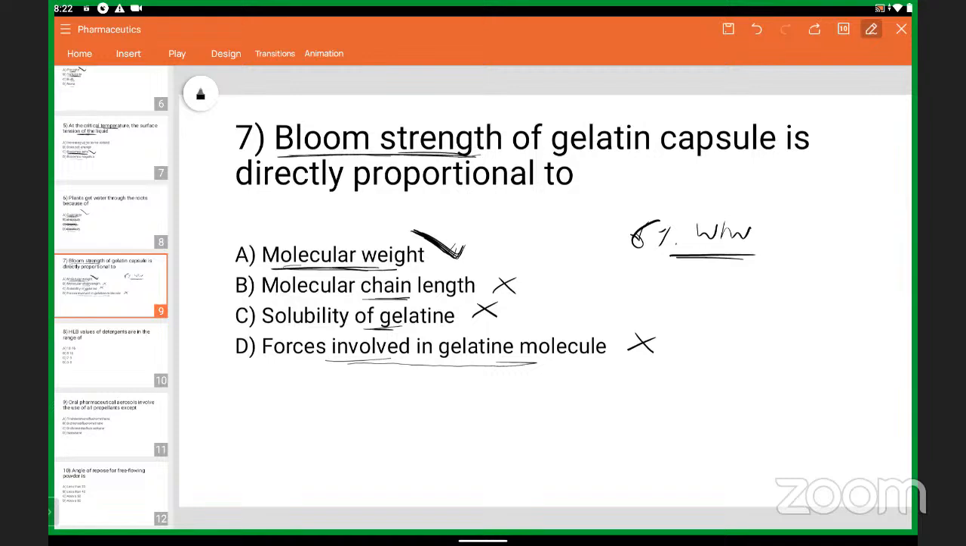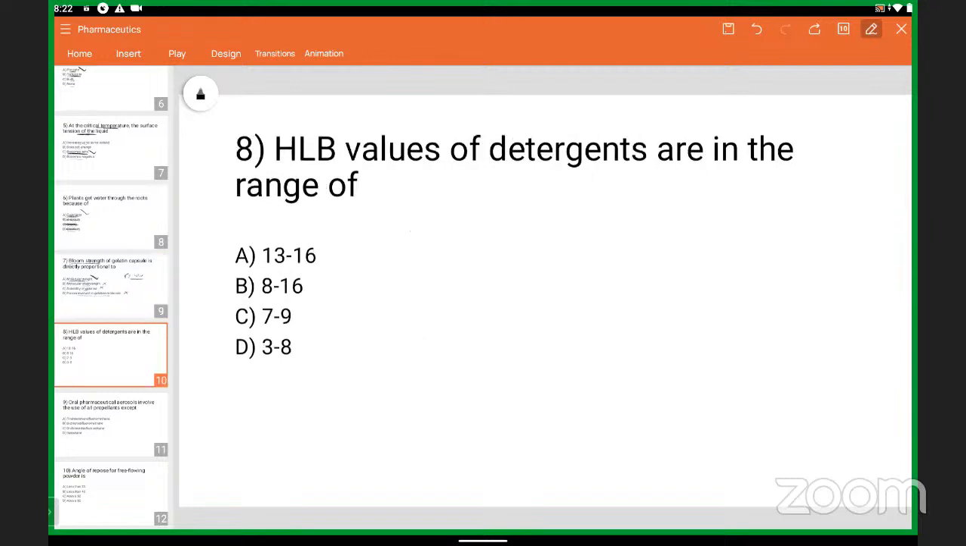Okay, let's move to the next question. That is, the HLB values of detergents are in the range of, option A is 13 to 16, then option B is 8 to 16, option C is 7 to 9 and option D is 3 to 8.